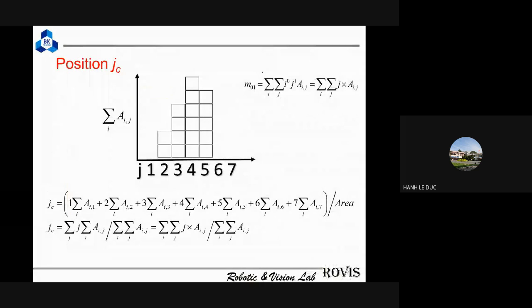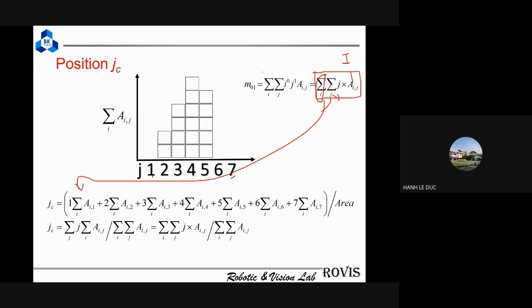Okay, so how to calculate the M01? M01 is this formula. Ig is the pixel intensity. First, we keep the I index and vary the J value. J will vary from 1 to 7, so we rewrite this formula accordingly.